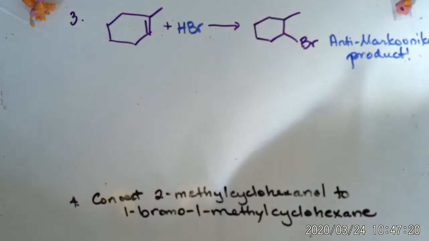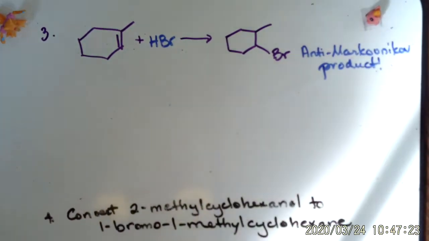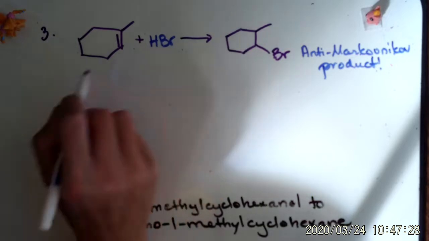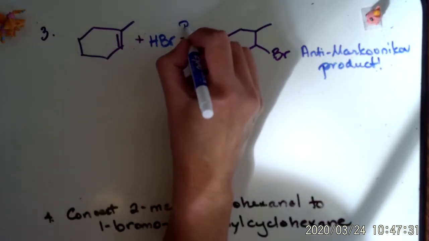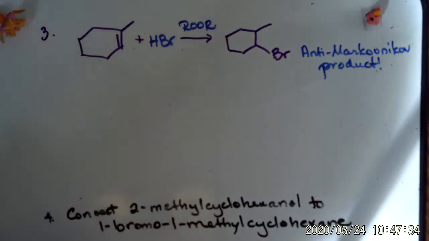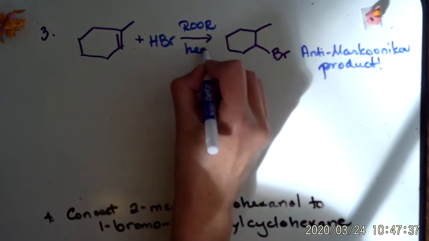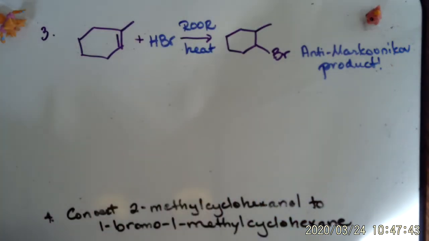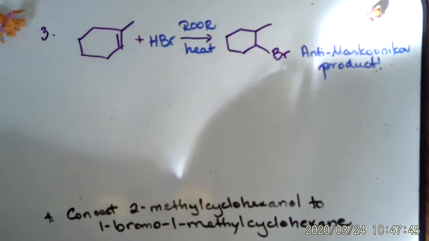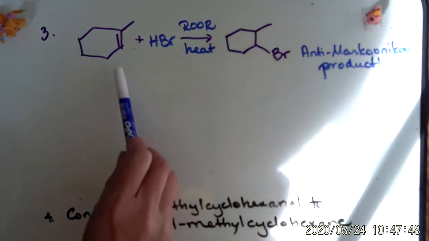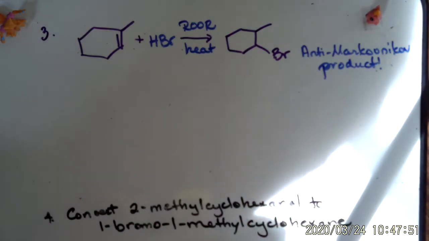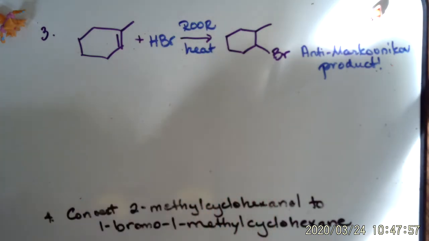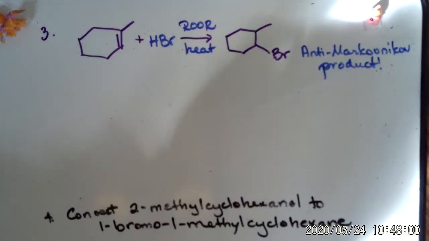Okay, and because it's an anti-Markovnikov product, now we have to figure out, how do I get an anti-Markovnikov product with HBr? And the only way you can get an anti-Markovnikov product is you have a peroxide of some sort, and you have heat. So this is how you add HBr in an anti-Markovnikov fashion. So that's how we do that conversion. There you go. Okay. The key to doing any of these types of syntheses is always make sure you compare what you want with what you have. Okay? And then from there, you can figure out what to do.